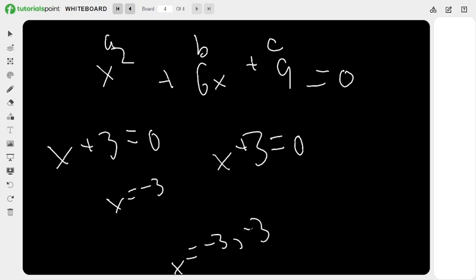You really can just put one negative 3. For now, I just recommend putting 2. But if you just put your final answer as x equals negative 3, that's totally acceptable. I mean, we have multiple negative 3's. You really don't have to put it twice.